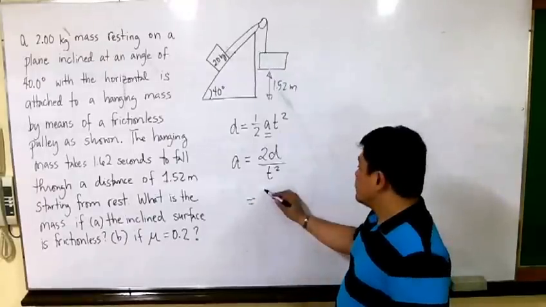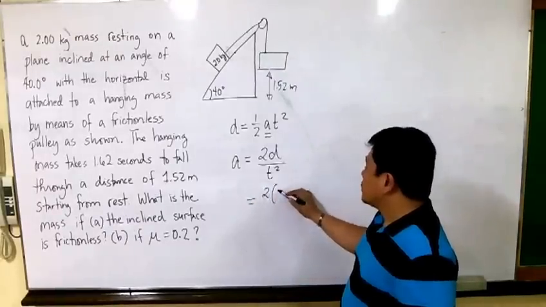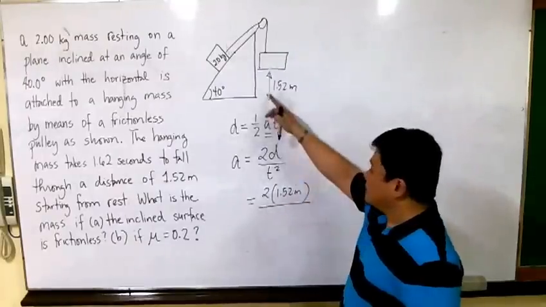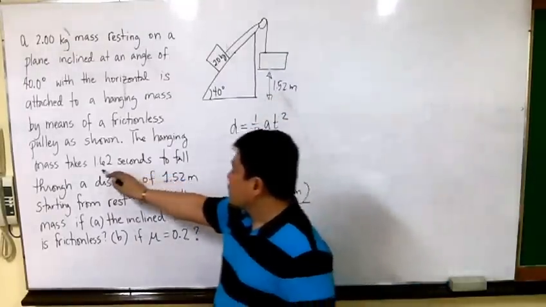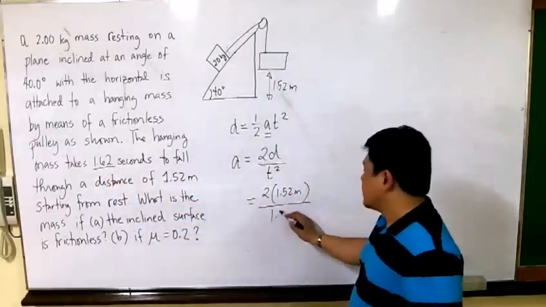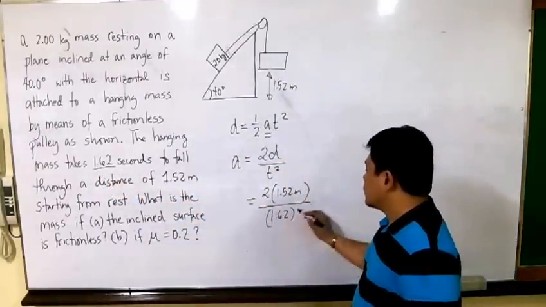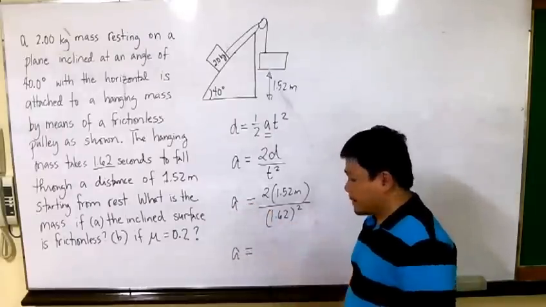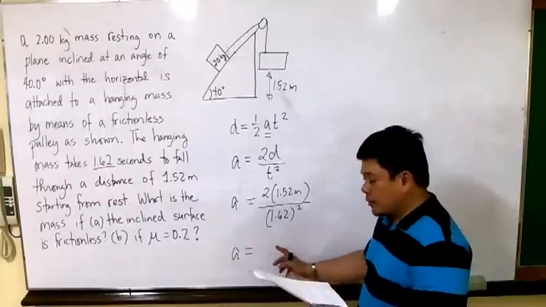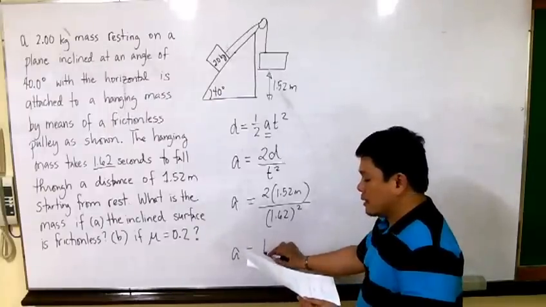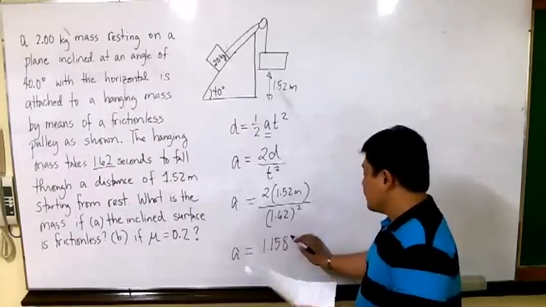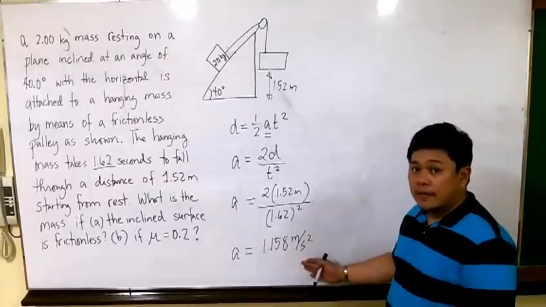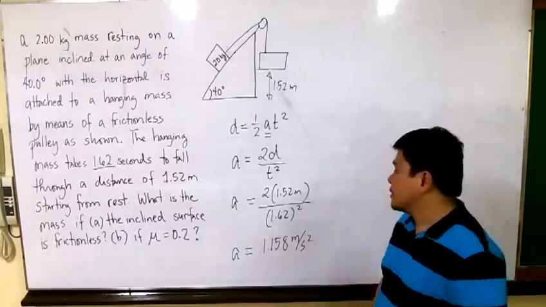Okay. The d is 1.52 meters, and the time it takes would be 1.62 seconds. Then square. To solve for a, press your calculators, you will get 1.158 meters per second squared. We do not round this off yet because this is not our final answer.